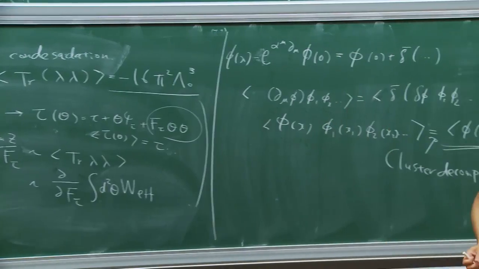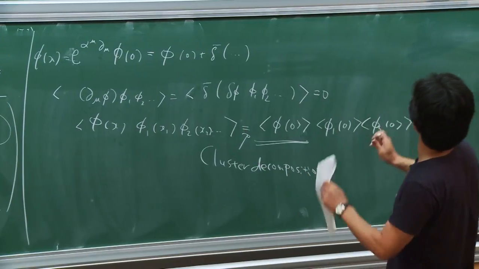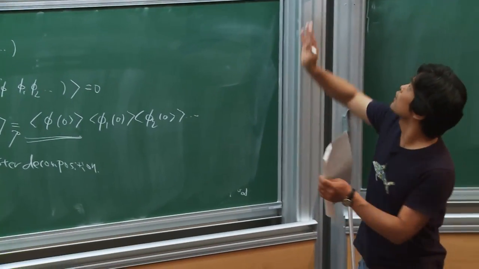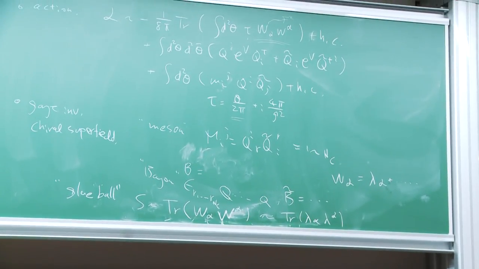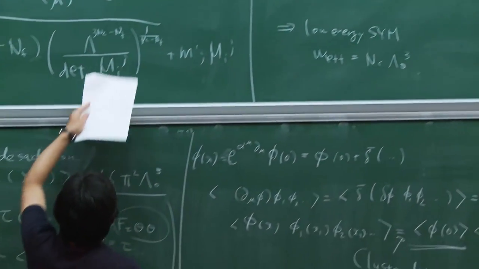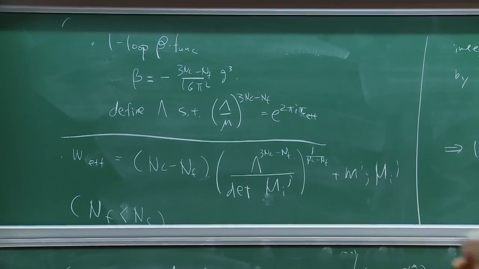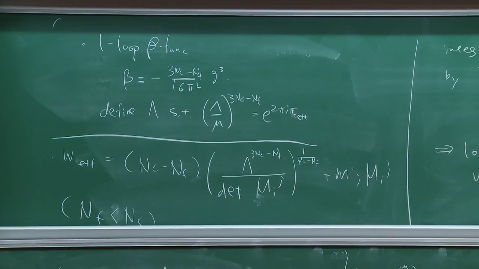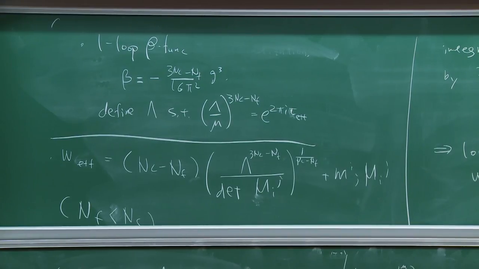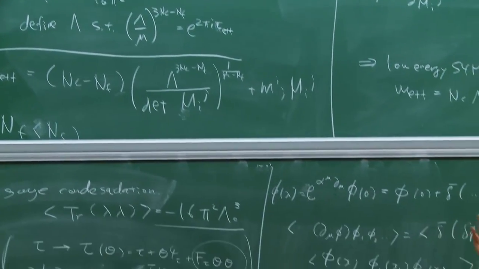You also promote Lambda. Lambda is a chiral superfield. Lambda is the lowest component of the W alpha. I mean, actually, yes, because of this relation, tau is identified with Lambda. So if tau is a chiral superfield, then Lambda is a chiral superfield or something like that. Lambda zero is the lowest component of the W alpha, the chiral superfield.